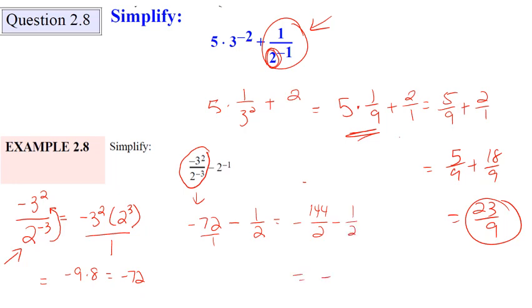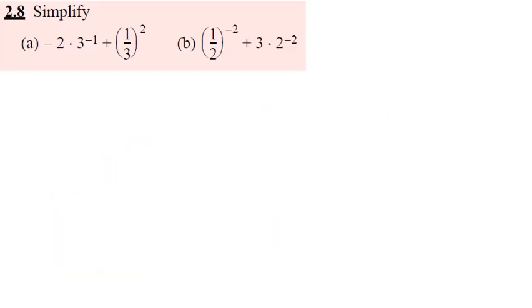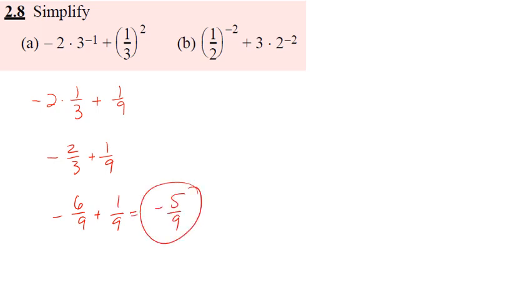And then I'm going to get negative 145 over 2. Okay, try these examples. Negative 2 times 1/3 plus 1/9. So that's negative 2/3 plus 1/9. Common denominator is 9. And that would be negative 5/9.